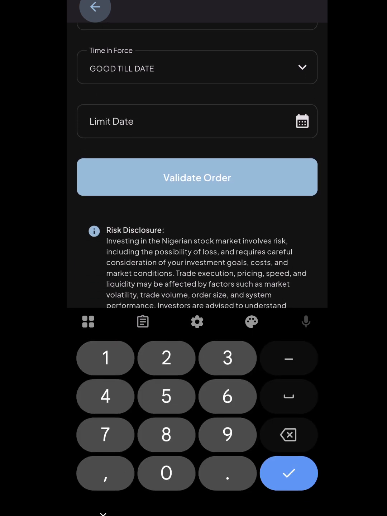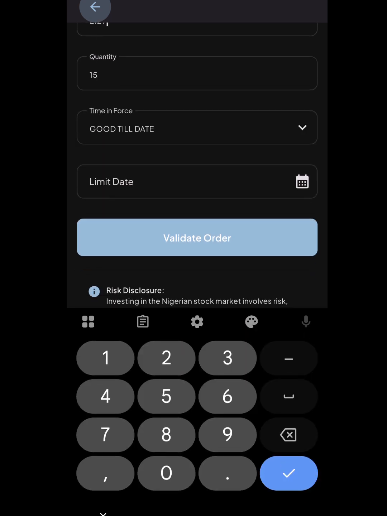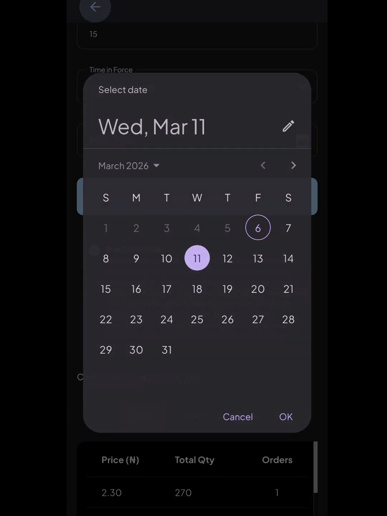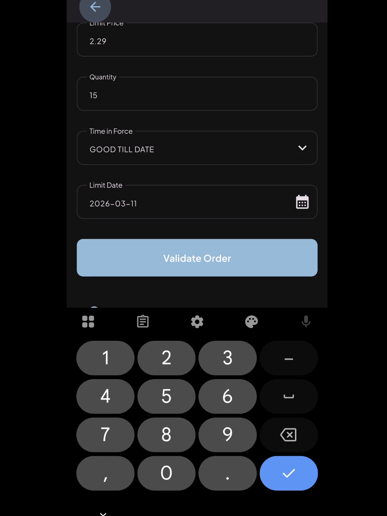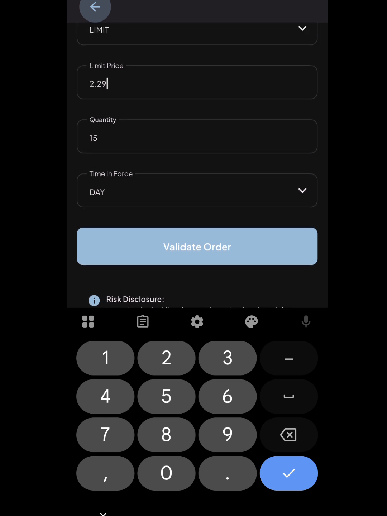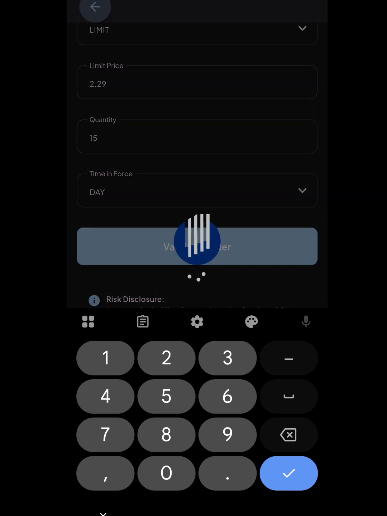If you do good till date, it means that you are basically setting the trade. If it does not execute today, let it execute the next market trading day or the day after that. You have to set how many days that is good till date. But if you want it to execute today, and if it doesn't execute today, cancel the transaction and return my money to my wallet, then you select day. Let's do day. Let's do today. We're buying at 2.29, so we'll proceed.